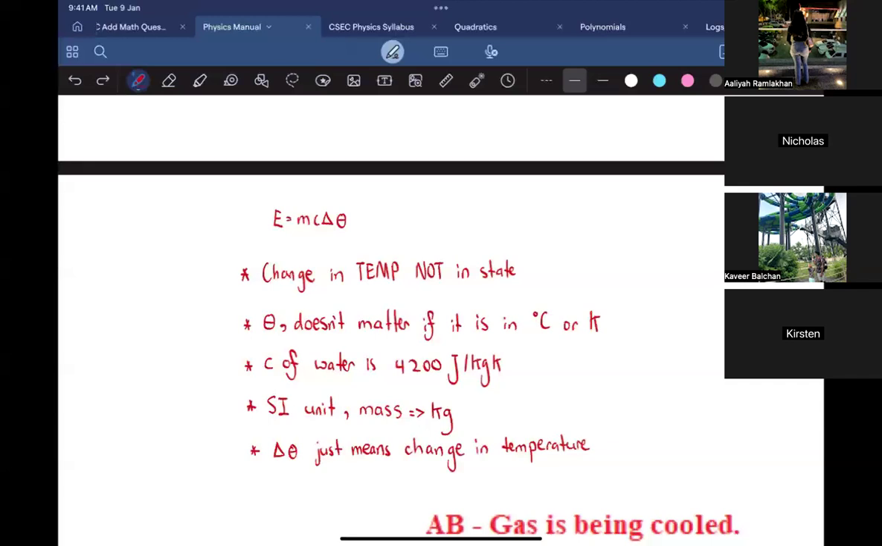It's only when it's between water and water that you can use E is equal to MC delta theta. It must be the same state, right? If you're seeing a change in state, chances are you're not going to use this formula.